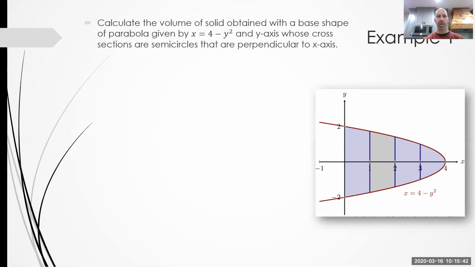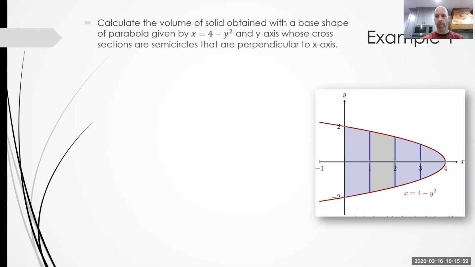So here I'm going to try to explain this. So just two examples today. We're going to calculate the volume of a known cross section. The base shape here is a parabola given by the equation x equals 4 minus y squared. It's also bounded by the y-axis.